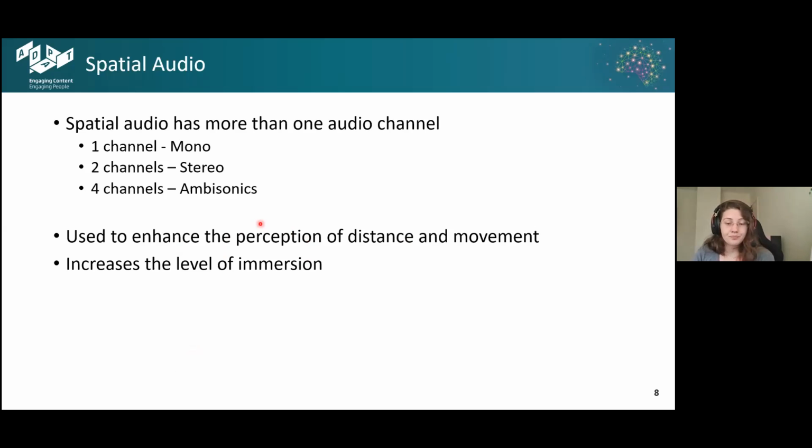Spatial audio is a technology that has more than one audio channel, because if you have one audio channel, it's going to be mono. Let's say you have a headset like mine, and you can hear from left and right. If you have mono, you're going to listen to the same thing in both of the channels. And stereo, that is the most famous, the most common one, is when you have a left channel and a right channel. But you can have more than two channels, and then you go to sonics. Then the perception of the sound is completely different. And then spatial audio is used to enhance the perception of distance and movement. And it also helps with our sense of presence, so it increases the level of immersion.